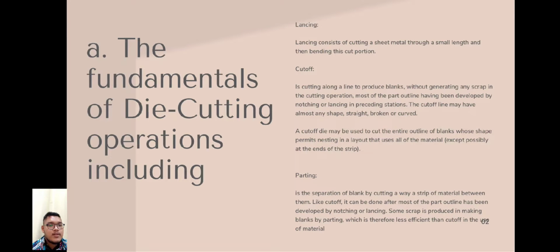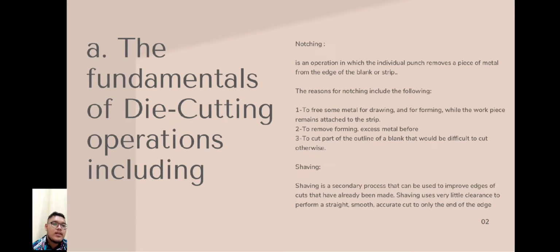And then next is notching. Notching is an operation in which the individual punch removes a piece of metal from the edge of the blank or strip. The reasons for notching include the following. Number one is to free some metal for drawing and for forming, while the workpiece remains attached to the strip. Number two is to remove forming excess metal before. And number three is to cut part of the outline of a blank that would be difficult to cut otherwise.